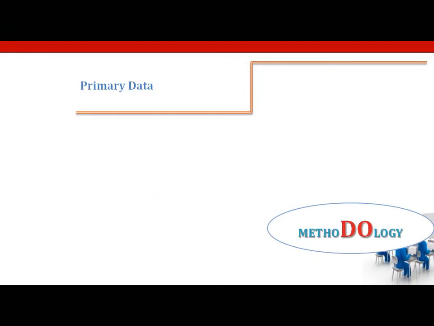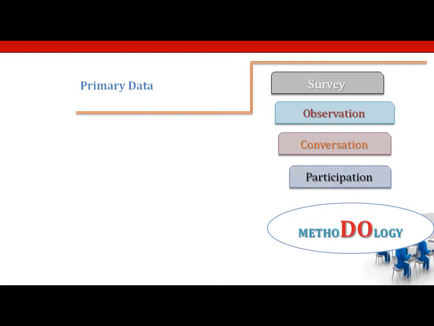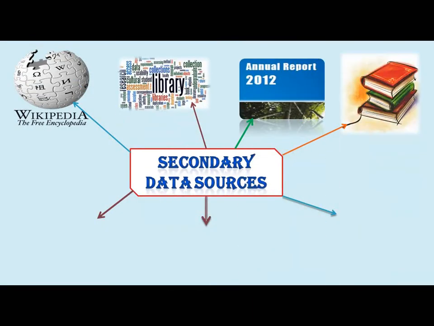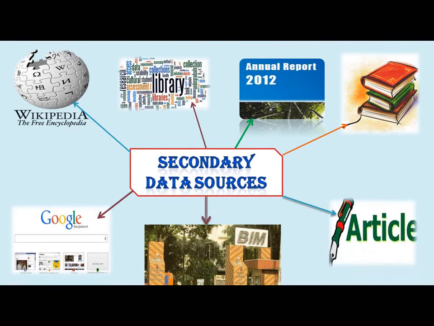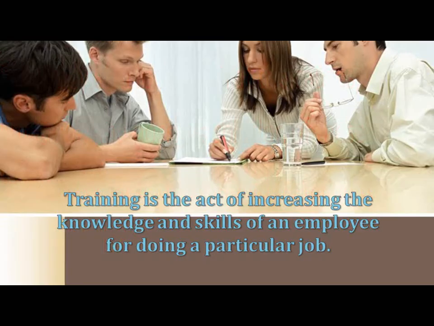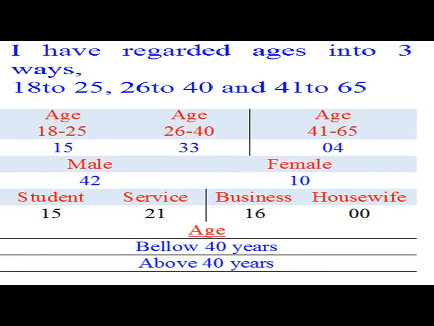Data collection tools and techniques. This was done mainly based on quantitative data which were collected from different sources, like primary sources: questionnaire, face-to-face interview or depth interview, focus group discussion, and my own experience. Secondary data sources were Wikipedia, library, annual reports, books, Google, BIM, and articles. I have divided the ages into three groups for this research: 18 to 25, 26 to 40, and 41 to 65, for setting the parameters of my research.